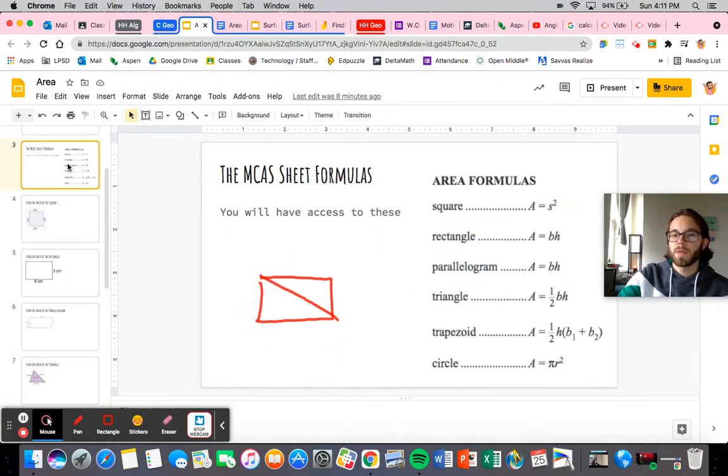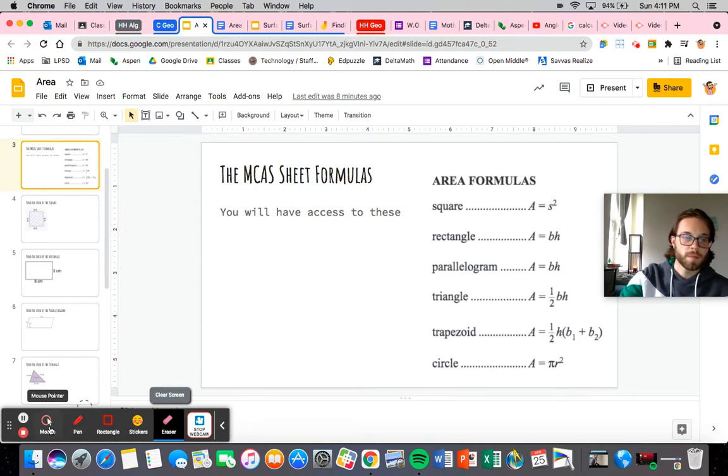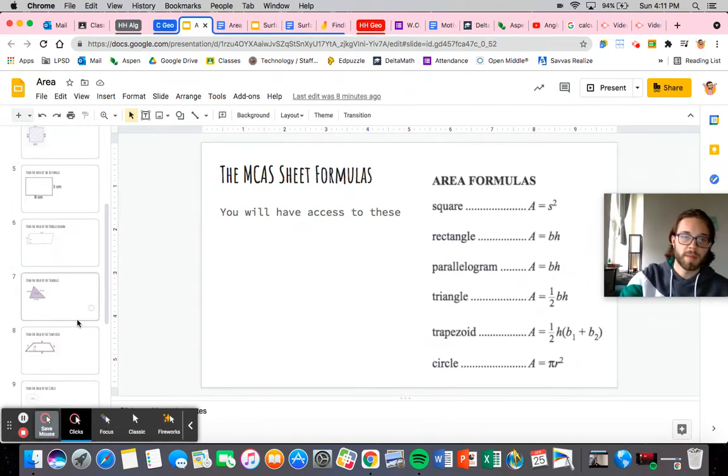All right, next one, trapezoid. We have the area of a trapezoid is 1/2 times the height times base 1 plus base 2, okay? So let me show you what that means.